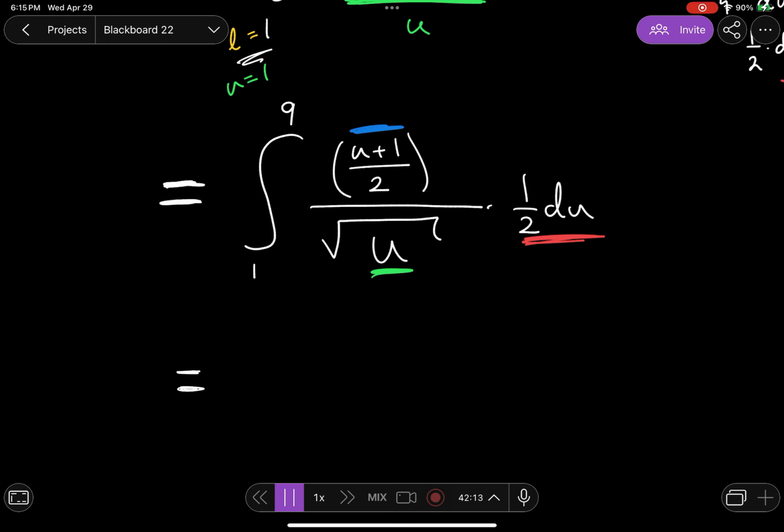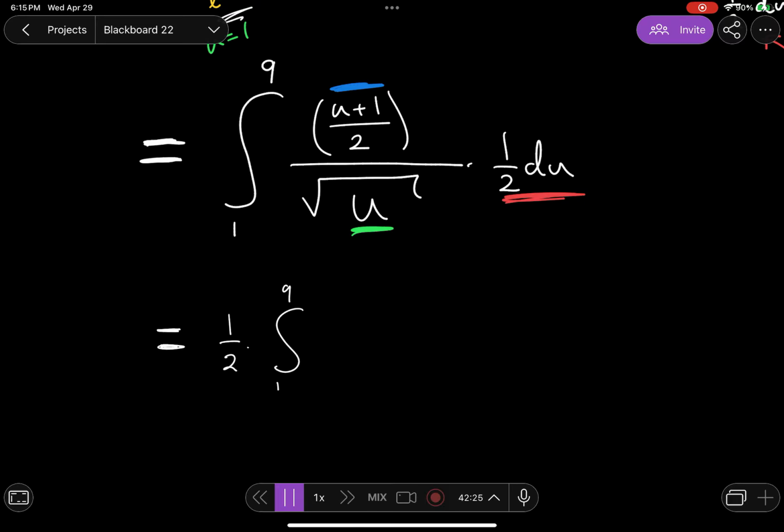This is the same thing. Notice I have a 1/2 right here and a 1/2 right here. I can take both of those out. Then I'll have the integral from 1 to 9, or the area under the curve from 1 to 9, of u plus 1 divided by the square root of u times du.